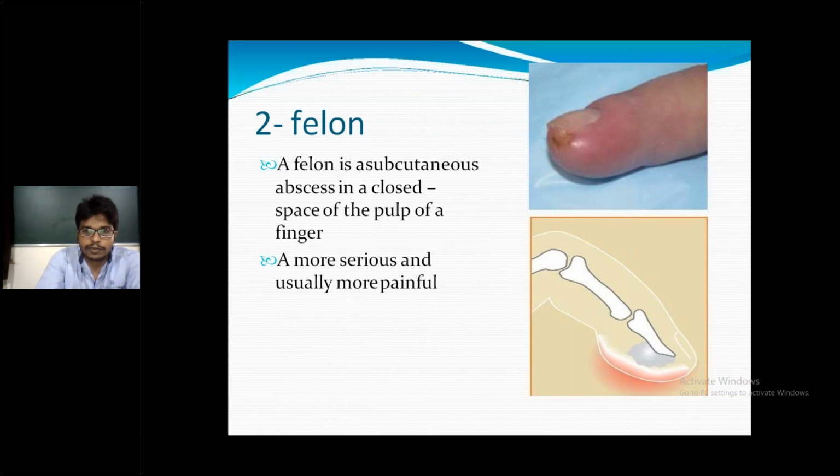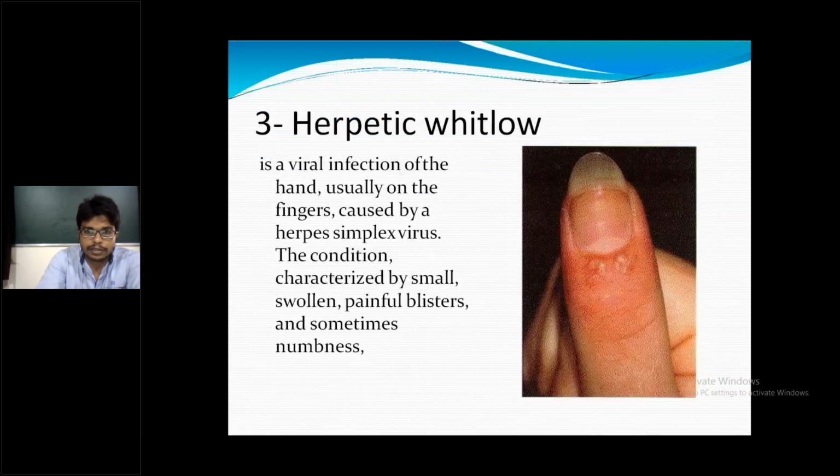This is one of the most painful things a patient can have, and the patient cannot tolerate this infection. Herpetic ulcer is a viral infection caused by the herpes simplex virus, usually on the fingers. The condition is characterized by small, swollen, painful blisters and sometimes numbness.